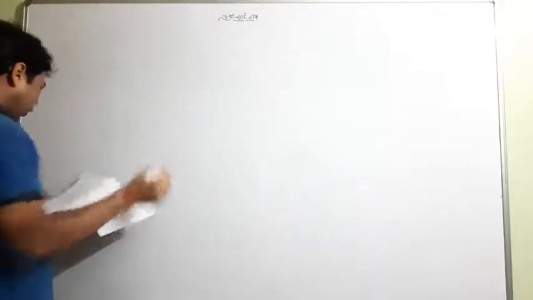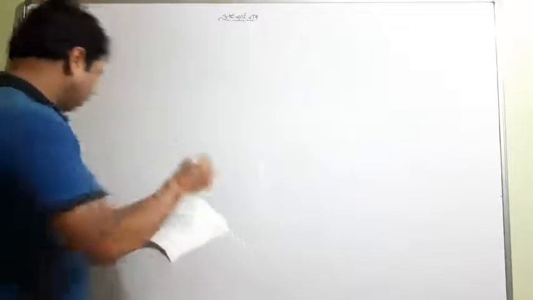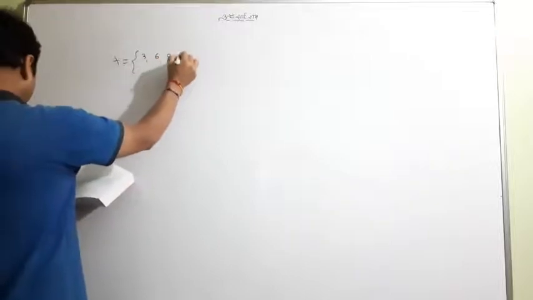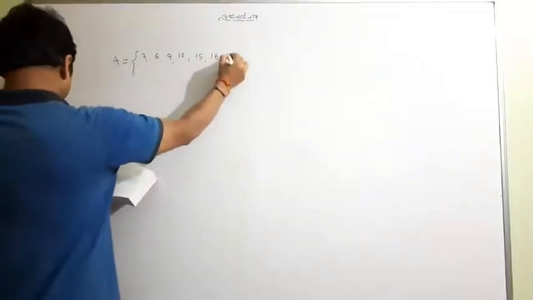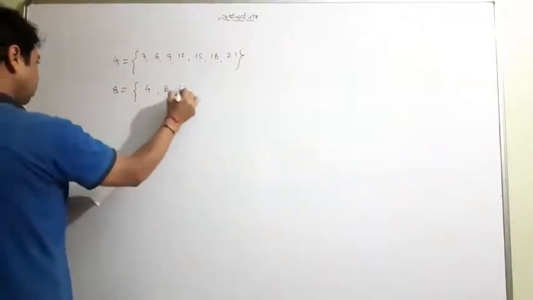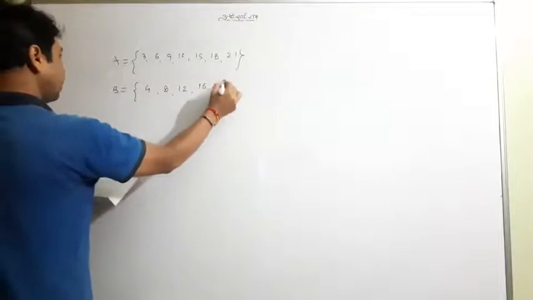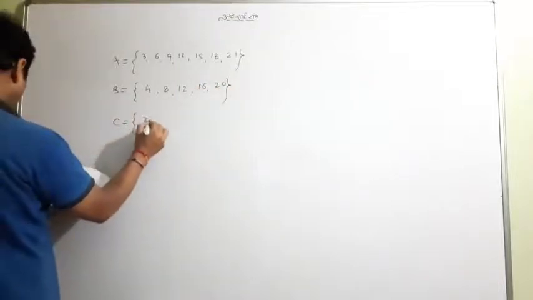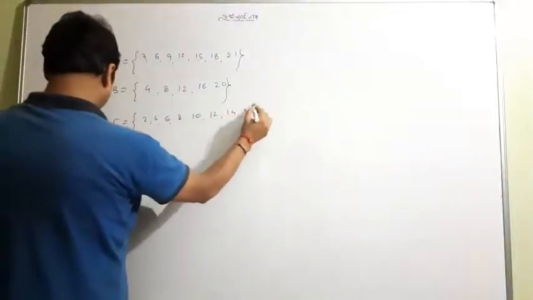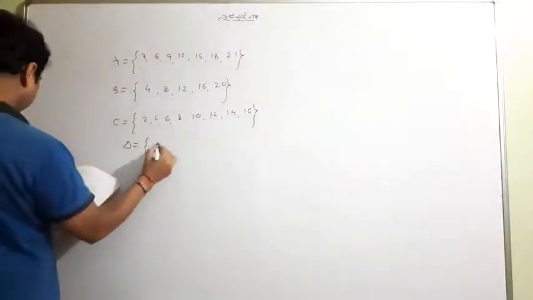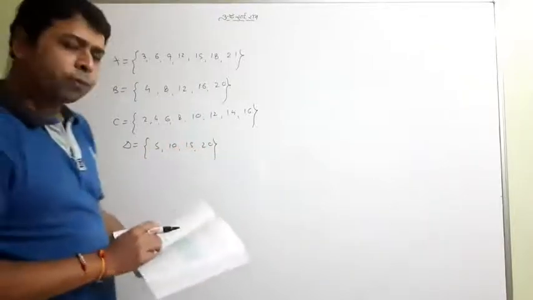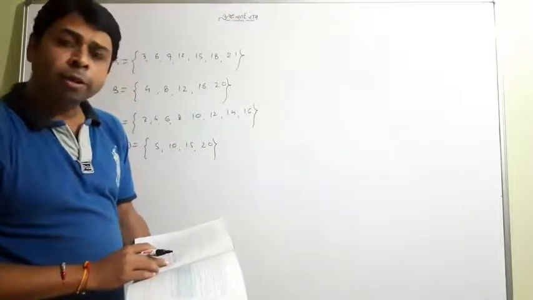Suppose you have lots of questions now. I think they are all of A minus something. A is equal to, question number 9, look at 3, 6, 9, 12, 15, 18, 21. Suppose B is equal to 4, 8, 12, 16, 20, C is equal to 2, 4, 6, 8, 10, 12, 14, 16, and D is equal to 5, 10, 15, and 20. And we are told lots of questions, 1 to 12, and all are the same.